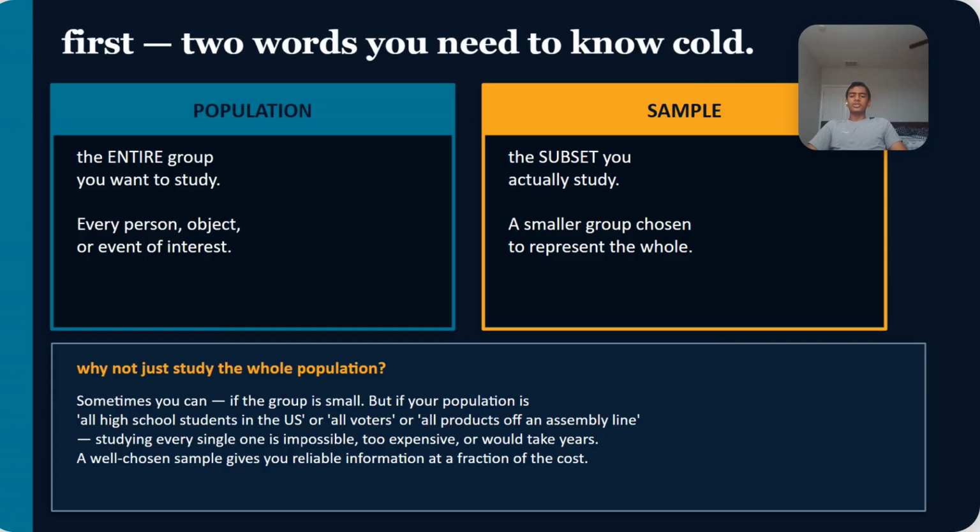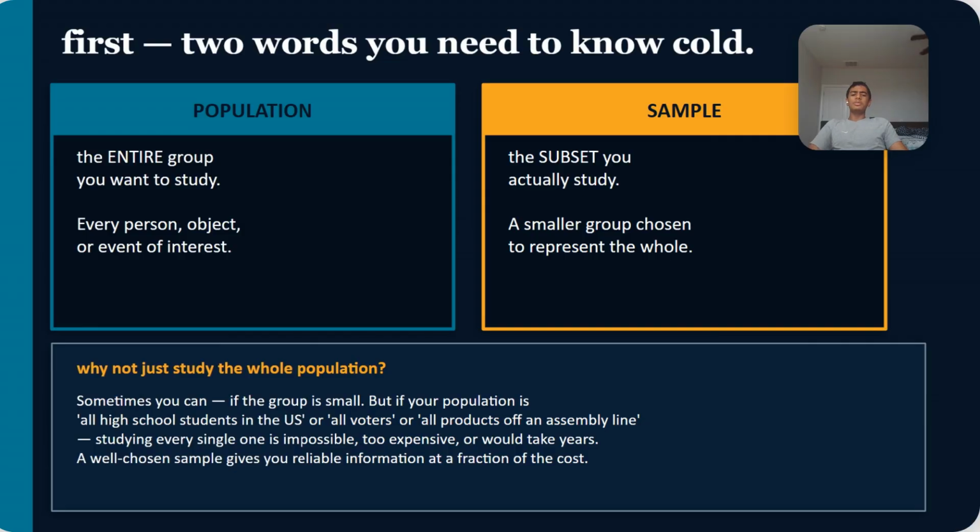Okay, so here are two words you need to know cold. The population. It's the entire group you want to study, every person or object of interest. If you're studying AP Stats students in the US, that's the population, every AP Stats student in the country. Now, the sample is a subset you actually collect data from, a smaller, carefully chosen group meant to represent the whole.